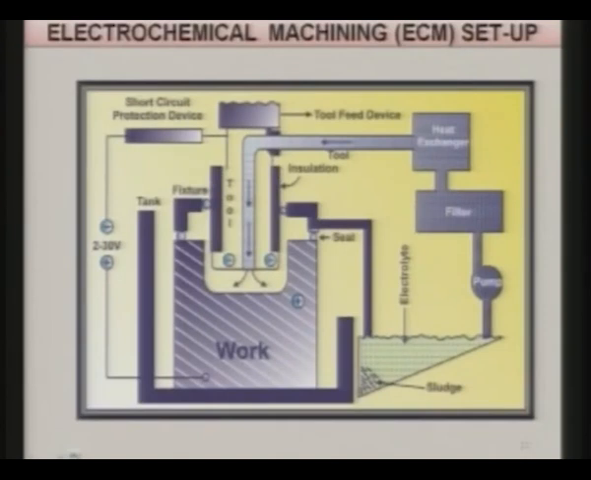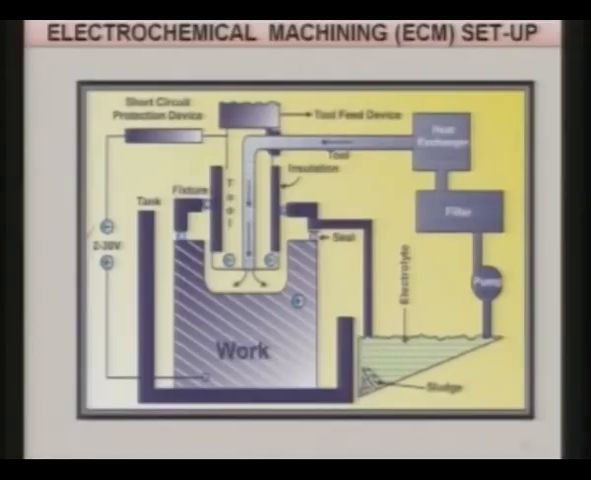It gives an overview of various elements of any experimental setup. You can see here on the left side, it is connected to the power source, a DC power source, which is normally 2 to 30 volts. Then you have a short circuit protection device. This will protect the device from short circuit between the tool and the workpiece. If short circuit takes place, then tool and workpiece both will get damaged. So, that protection is very important.